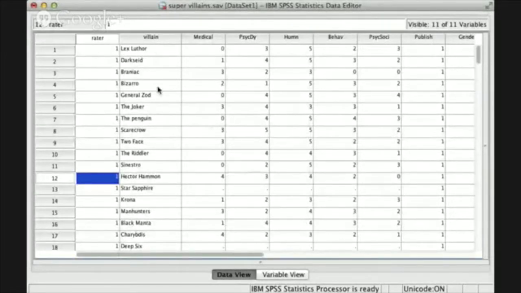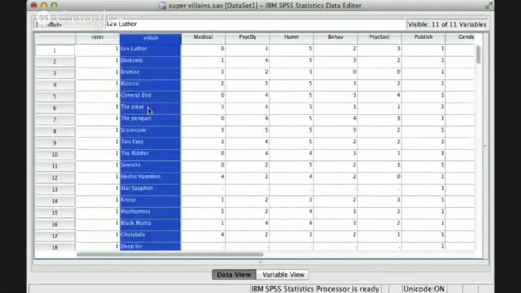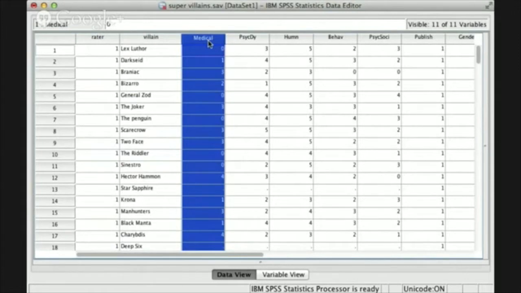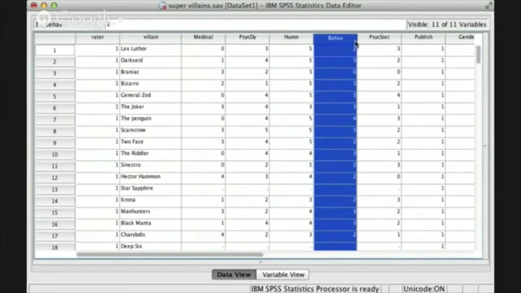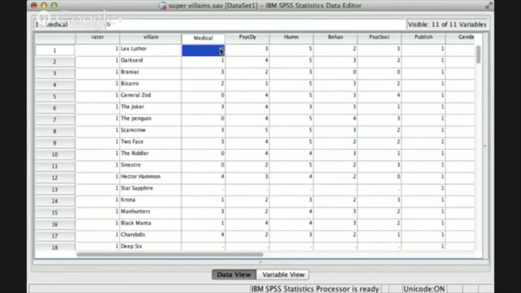Okay, so for my data set, I'm just going to explain the variables a little bit. There were 3 raters, so you have 1, 2, 3. The villains, for each rater, all 50 are listed at once, so you have your first 50 and then it repeats. The medical, psychodynamic, humanistic, behavioral, and psychosocial models are all based off criteria that we came up with, and each number represents how many criteria those supervillains fit. So it ranges from 0 to 5. If you have a 0, you meet 0 criteria from the model, and if you have a 5, then you meet all 5.